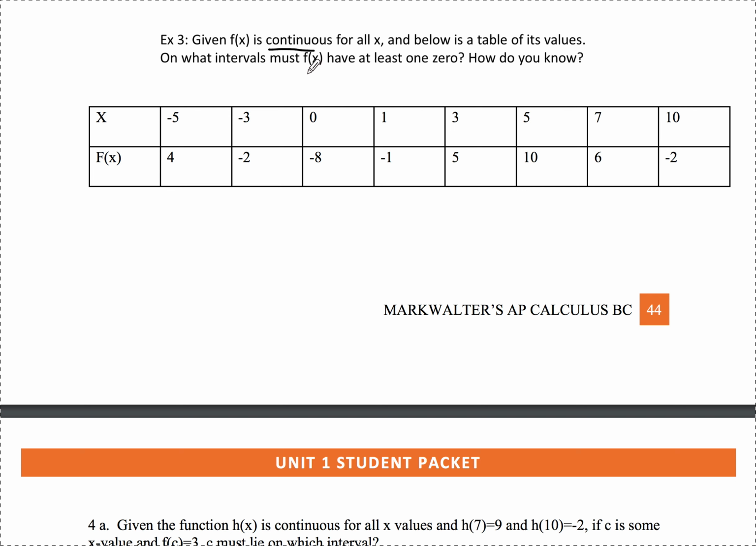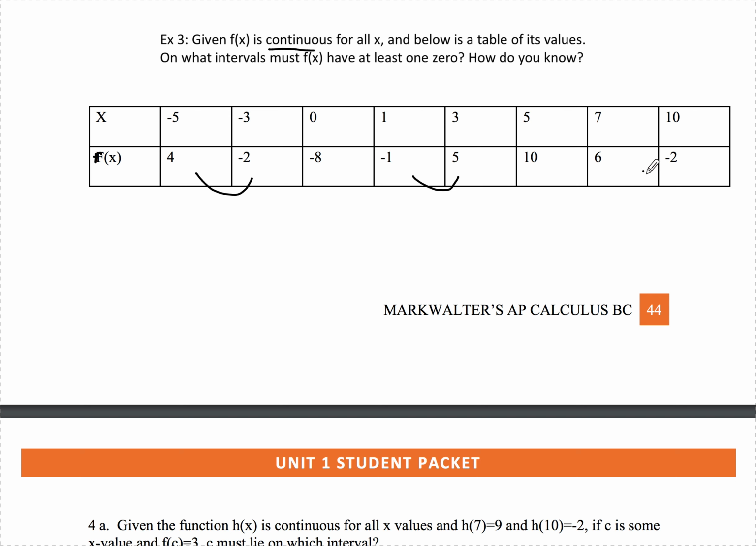And on what intervals must f of x have at least 1 zero? How do you know? So let's track, oh, that should be a lowercase f, I apologize. Let's go ahead and track then. If it's got to have zeros, that means our output values have to change from positive to negative or negative to positive. So it looks like we have one place where our f of x value changes sign. So we have to have a 0 on there since our function is continuous. So positive to negative, negative, negative. Oh, we're back to positive. So we have to have a place where f of x crosses 0 there.